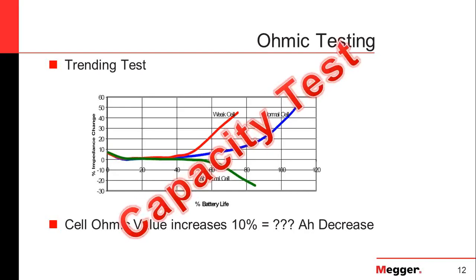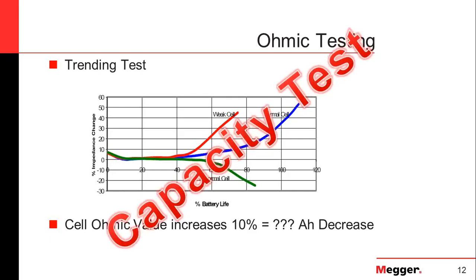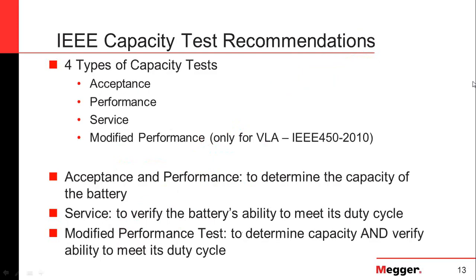So when we look at the IEEE capacity test recommendations, there are 4 types. There's an acceptance test, performance test, a service test, and a modified performance test. Now, it should be noted that the modified performance test is only recognized for the vented lead-acid batteries in the IEEE 450 standard. It is not recognized for the valve-regulated lead-acid. Only the acceptance, performance, and service tests are.